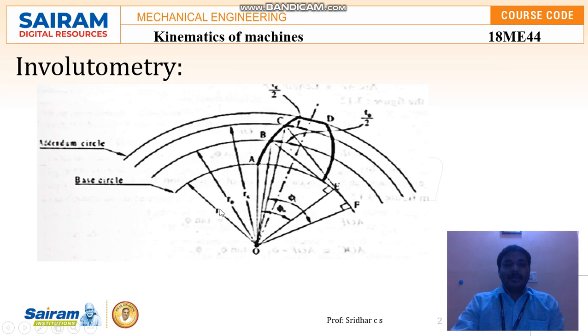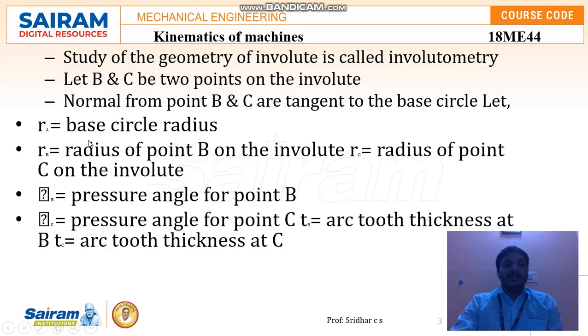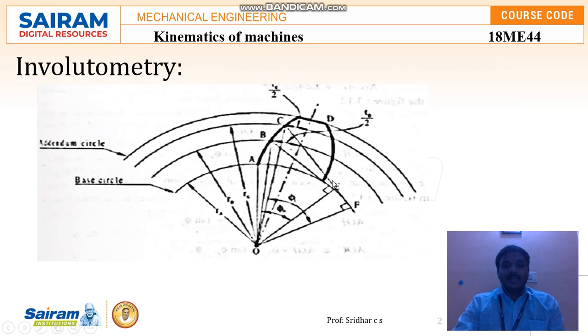RA is the base circle radius, RB is the radius of the point B on the involute, and RC is the radius of the point C on the involute profile. Theta is the pressure angle at point B, and psi C is the pressure angle at point C. TB is the arc tooth thickness at B, and TC is the arc tooth thickness at C.